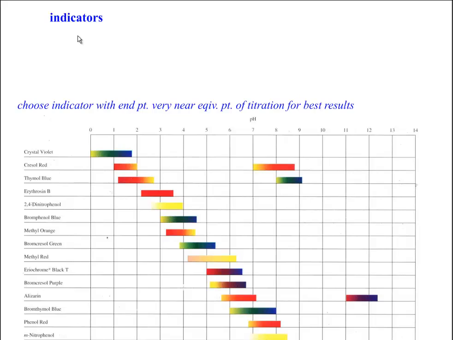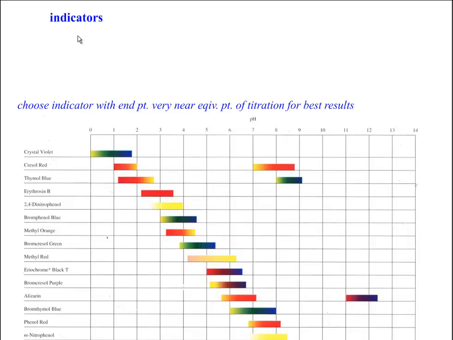Indicators are organic molecules that change color as the pH of a solution changes. They are generally weak acids, or sometimes weak bases, but they are organic molecules with color. Some change color at low pHs, some change color at high pHs, but they all end up changing from one color to another over about a 1 to 2 pH range.